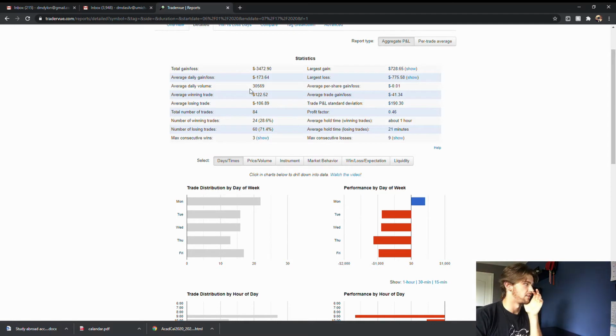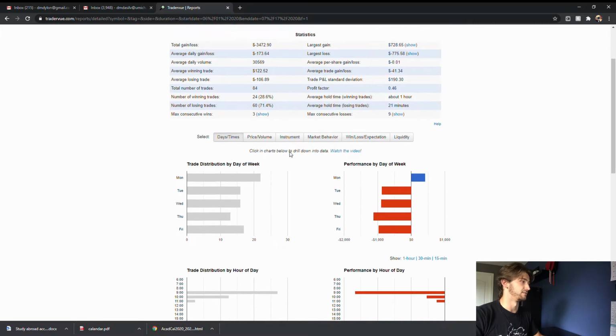Total loss, $3,500. Now that is a lot of money because my margin would have really decreased with all that, because I only have $5,000 of my actual money to use. That's way over half of it.